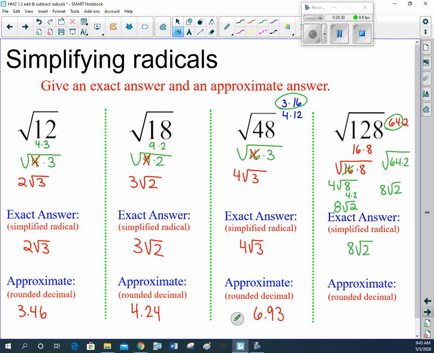And then our decimal equivalent is 11.31.